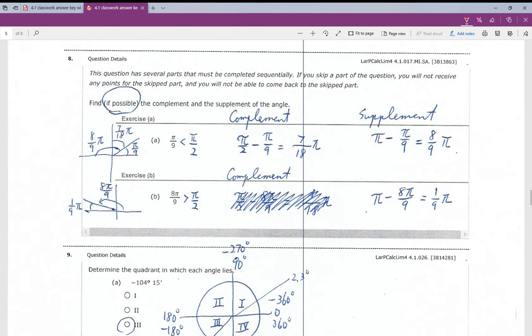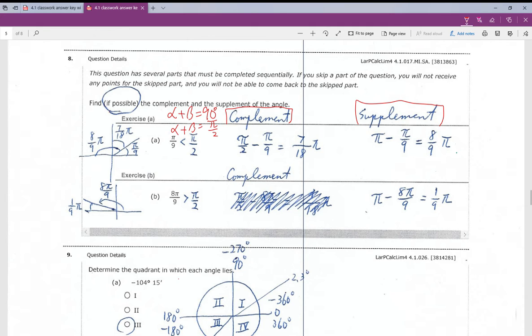Now, number eight, we had two vocabulary words, complement angle and supplement angle. We learned these two before, but we were always talking about degrees. We learned that two angles added together equal 90 degrees, and right now we want to say two angles added together equal pi over 2.